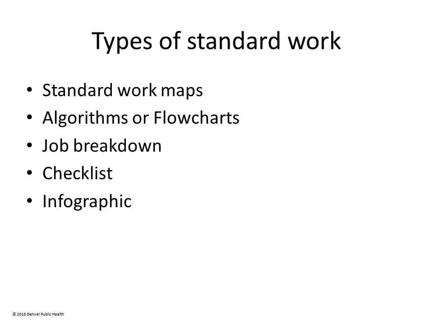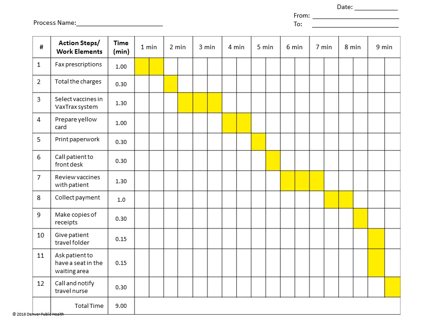Let's take a look at a standard work map. Standard work maps document a precise sequence of tasks and how long it takes to complete each task. It also shows the total time it takes to complete all steps. The shaded blocks show how tasks relate to each other in the sequence. This tool focuses on the worker, not the customer, and is used when timeliness is critical.